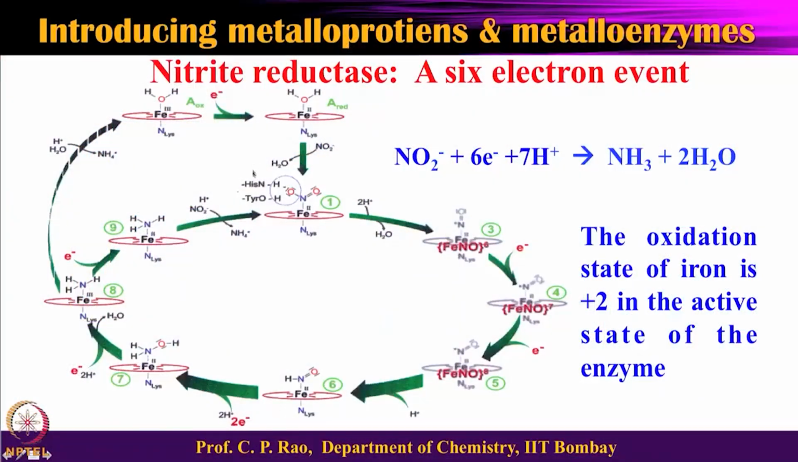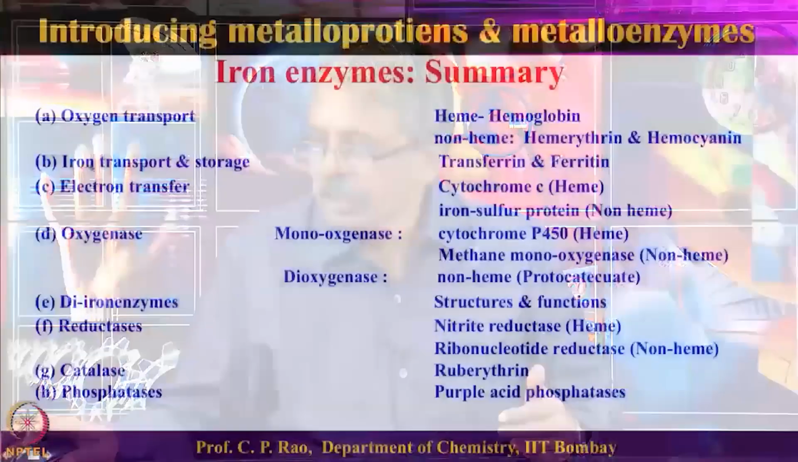Now, this brings to the end of the different types of enzymes that we are trying to look at, which are all based on iron. Some of them are based on the iron heme type, some of them are based on the non-heme type. So, let us look at the summary of what I have done in the past 7 to 8 classes or so, which I have utilized for the iron enzymes, a kind of recapitulation.